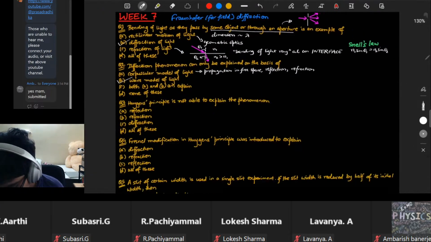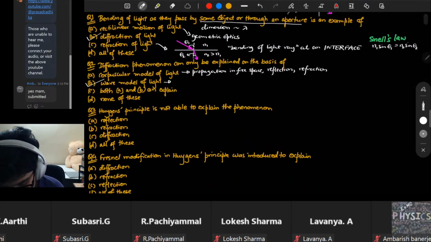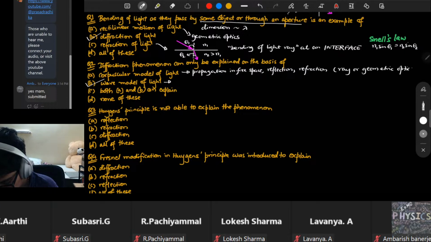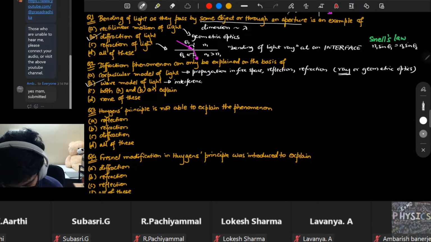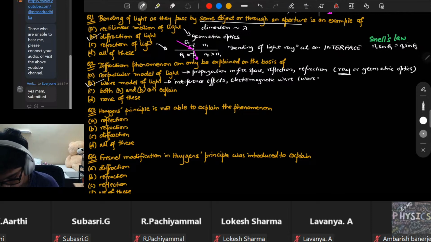Whereas the wave model of light can explain, basically this corpuscular model is the ray model, ray or geometric optics, wherein you assume light to be consisting of rays. Ray is the keyword over here, whereas the wave model of light can explain all kinds of interference effects and also propagation in terms of the electromagnetic wave. So this is the regime of wave optics.